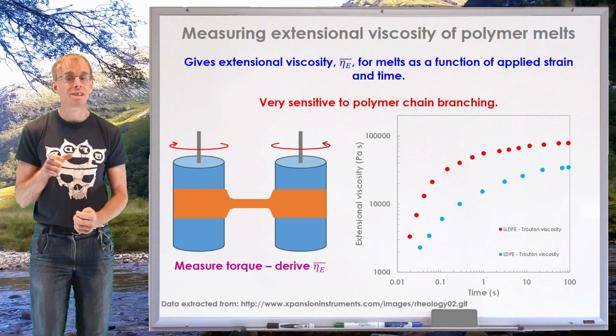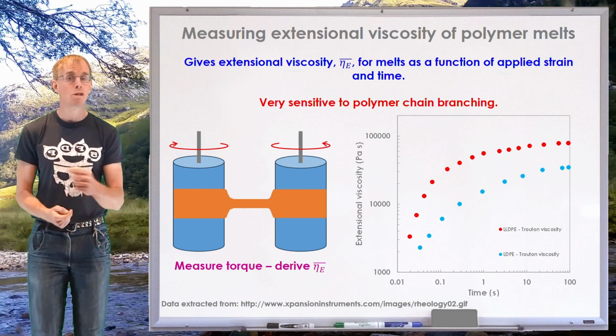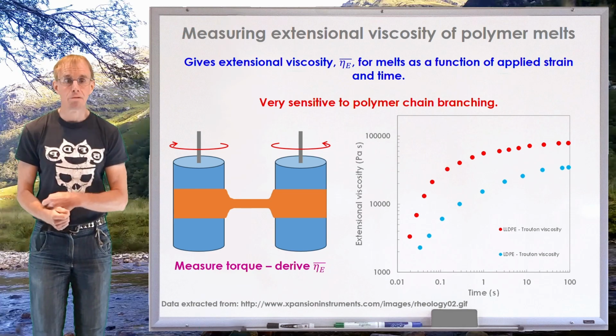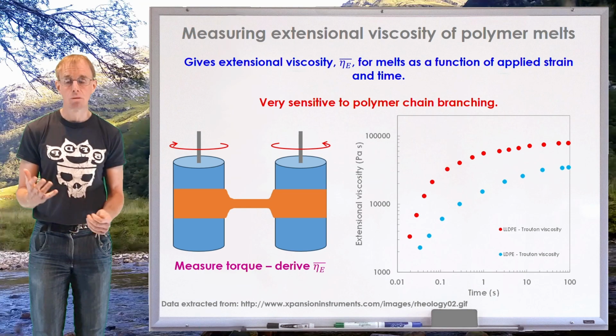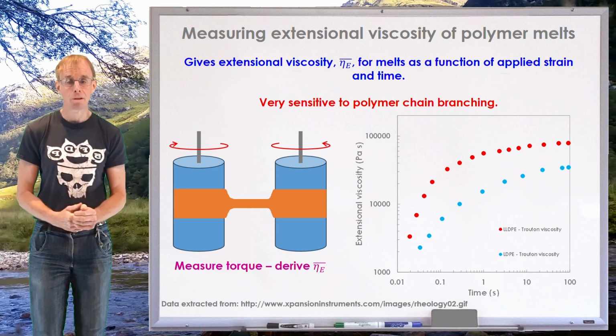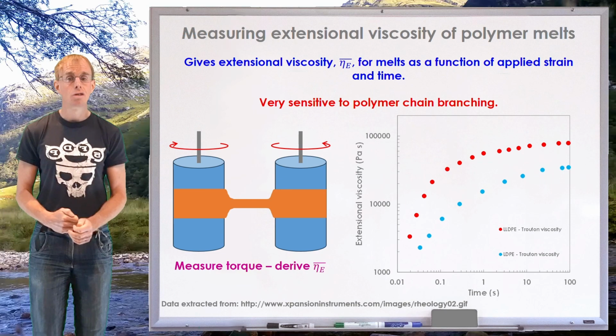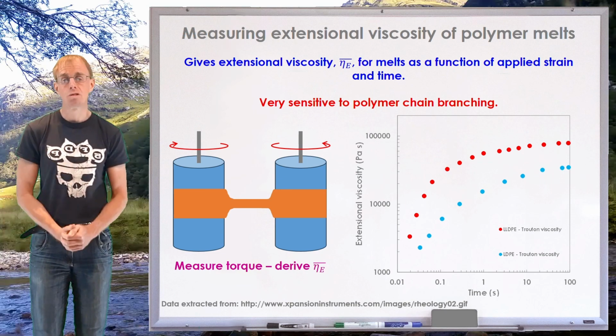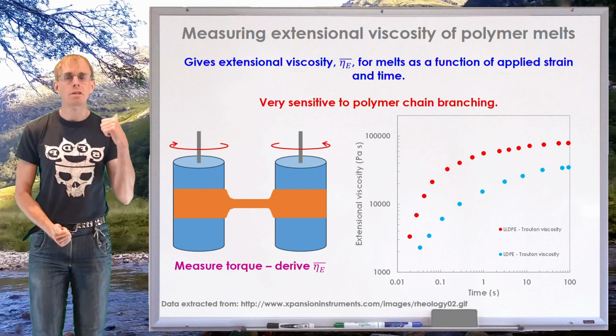And so the Trouton viscosity in this case is saying, well, I know what my shear response is, I know what my deformation is in extension. It's a uniaxial deformation, or I'm going to assume it's a uniaxial deformation. So my extensional viscosity is 3 times my shear viscosity. Fine. Okay. And that's what's plotted there.